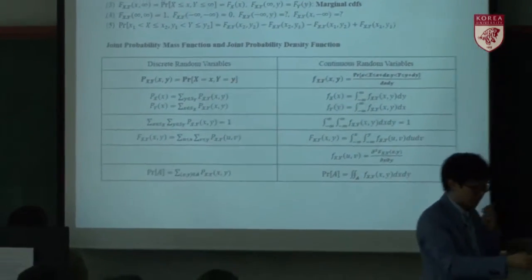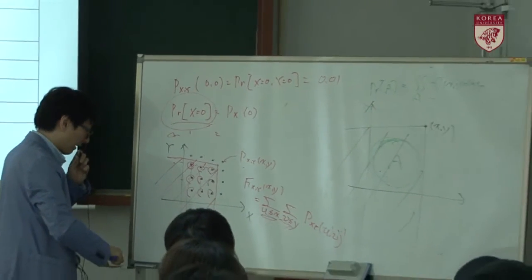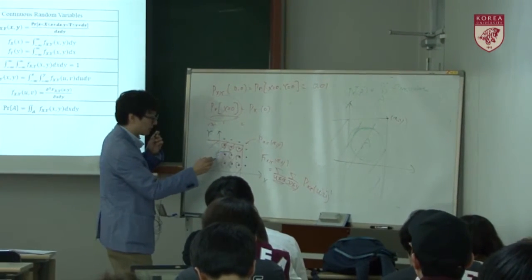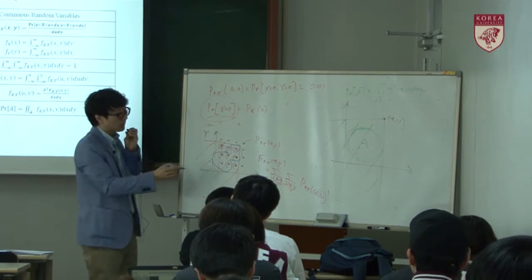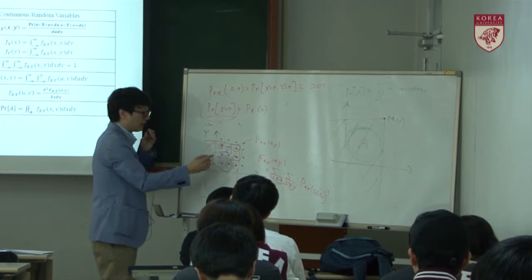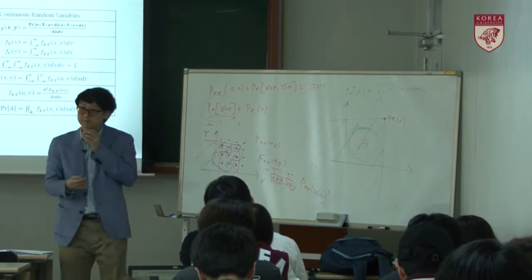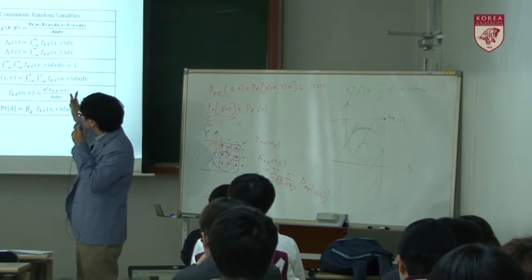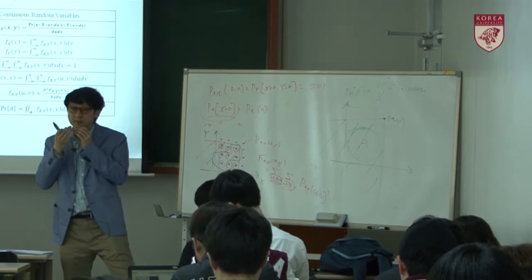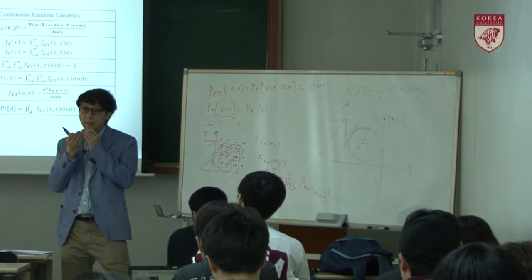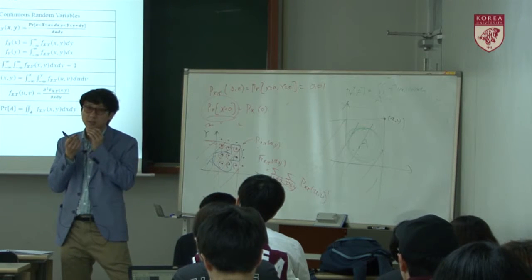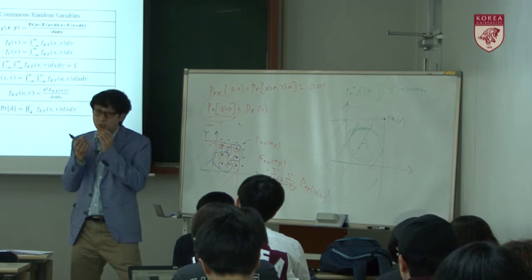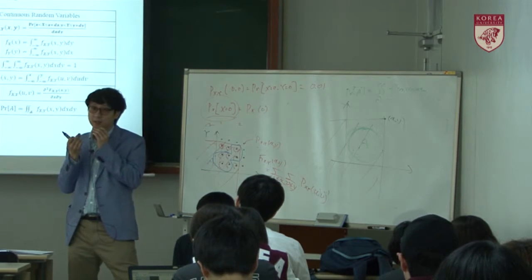So in the discrete case, if we want to calculate the probability of a certain area, let's say this area A, then we just sum all of the X and Y that are included in this A. So discrete and continuous random variables are fundamentally equivalent, except that discrete random variables use summation, but continuous random variables use the continuous version of summation, that is, integration.